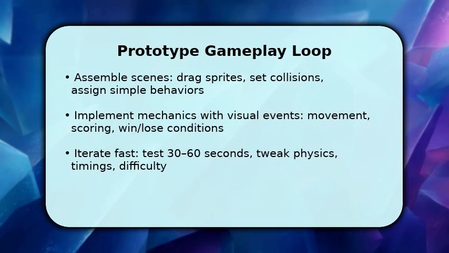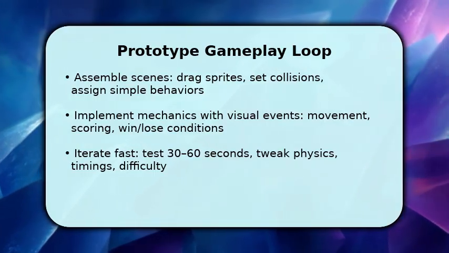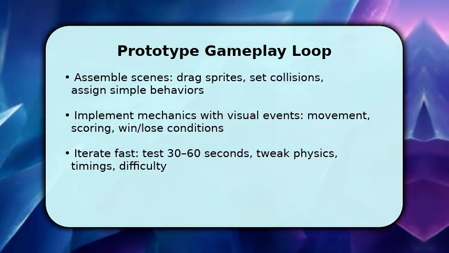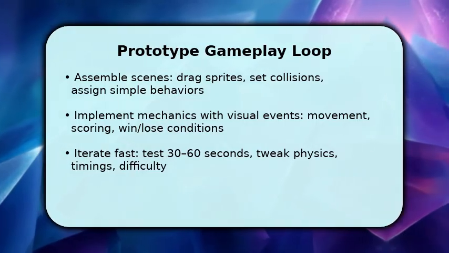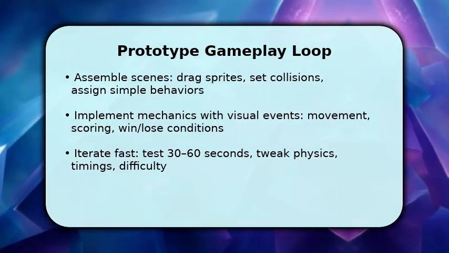Now you build a playable prototype to prove the idea. Drag your sprites into scenes, assign collision boxes, and attach pre-built behaviors: movement, jump, or enemy patrol, using the engine's visual events. Create a scoring variable and hook win or lose conditions to it so the flow is measurable.